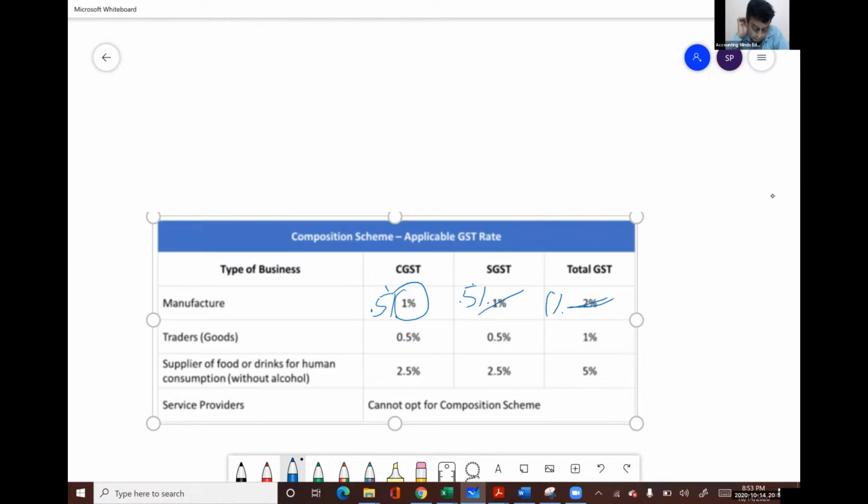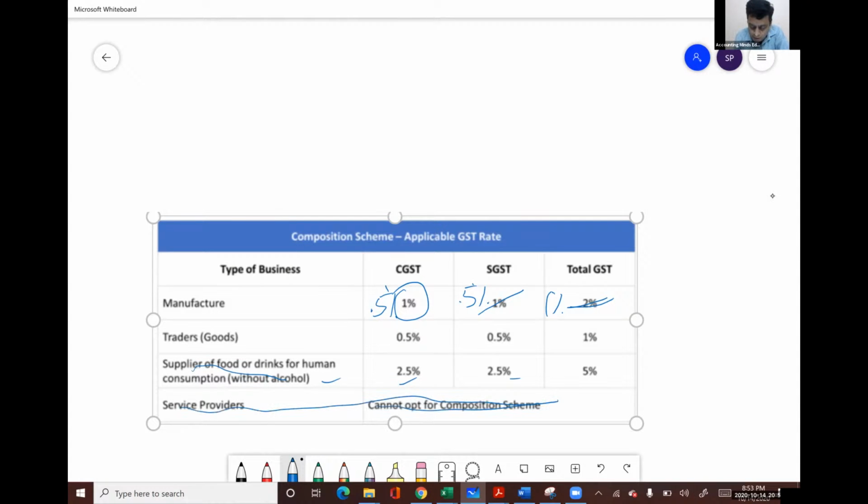So how much is that? 1%. And trader of goods? Same, 0.5%, 0.5%, 1%. And suppliers of restaurant services? This is simple. Restaurant services 2.5 and 2.5.